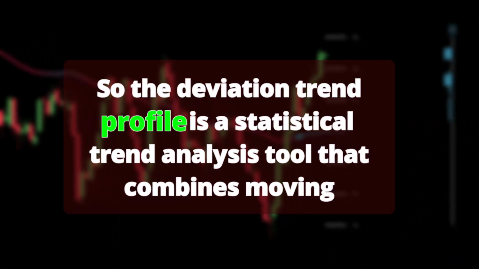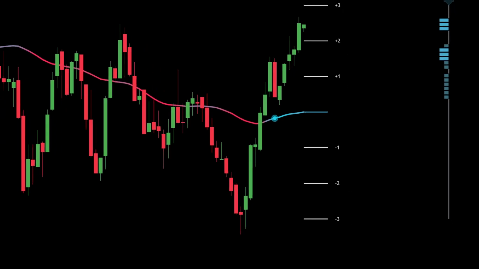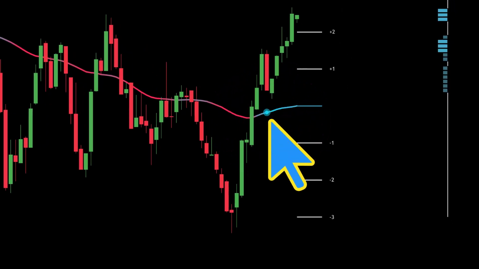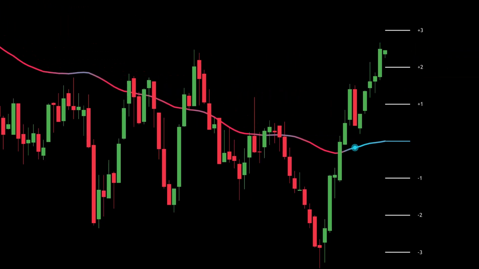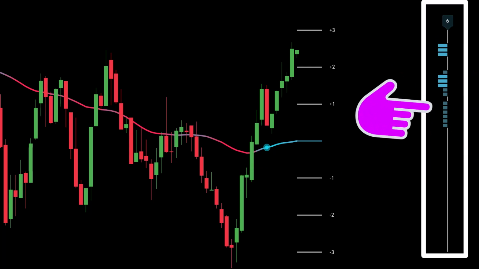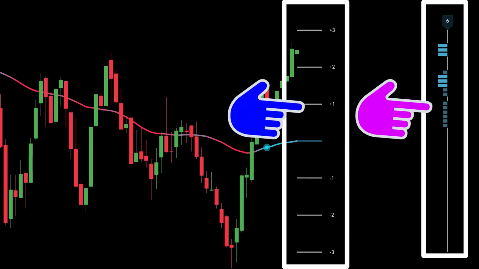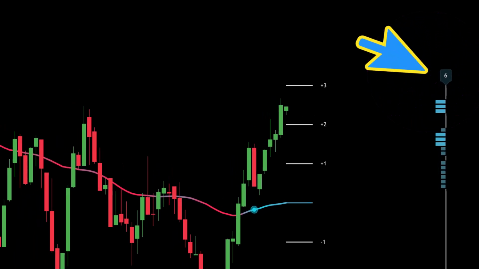So the Deviation Trend Profile is a statistical trend analysis tool that combines moving average dynamics with standard deviation zones and trend-specific price distribution. It uses these colored circles to show immediate shift markers in trend or trend reversals. When its moving average is red, it indicates bearish sentiment, and if the moving average color is cyan, it indicates bullish reversal. Now, the indicator prints this histogram that shows how often price closed within each of these deviation zones during the active trend phase. This label above the histogram shows how many bars the current trend has lasted.